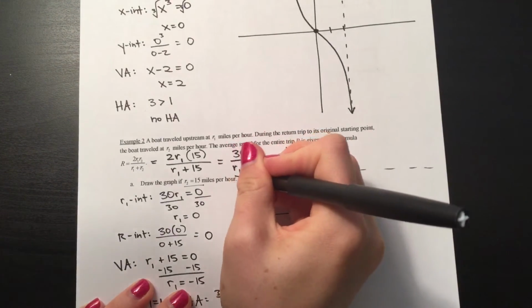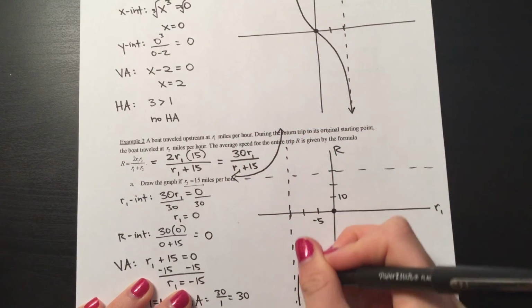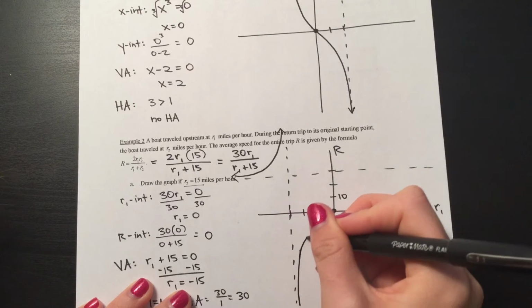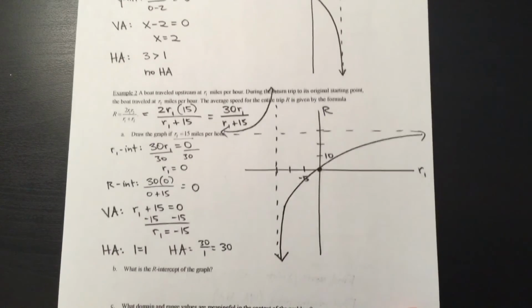So we can graph that. We'd have a shape right in here, like that, and then another piece. Make sure you actually make it through the intercepts, like that. All right, so that's what this graph looks like. Let's quickly answer parts B and C.